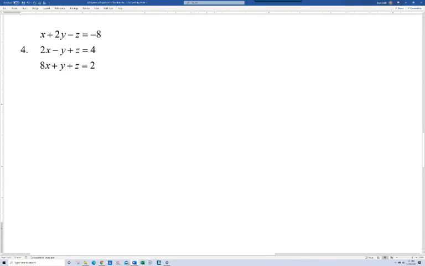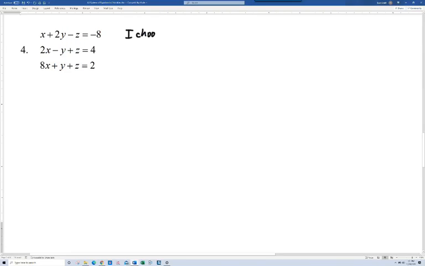So I'm looking here, and actually I would encourage you to look at the variables and decide which variable you want to eliminate. If you look at the z's, that's definitely the obvious choice here. I could add equations 1 and 2 and eliminate z. And similarly, I could do the same thing with equations 1 and 3.